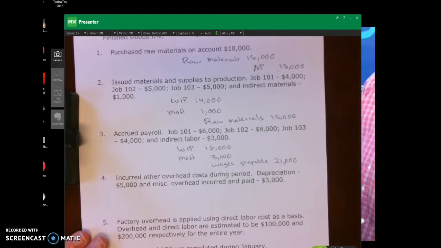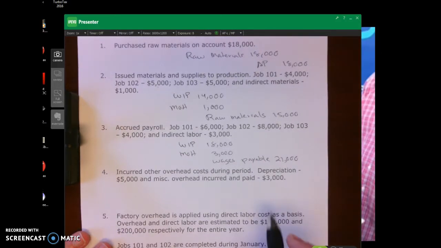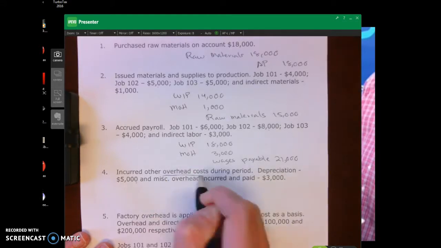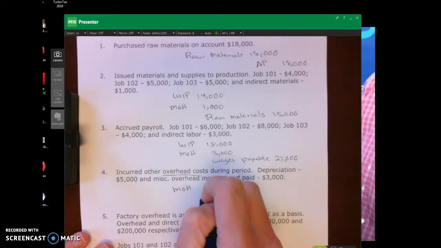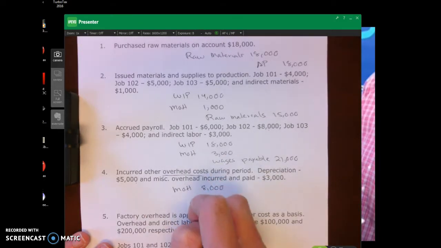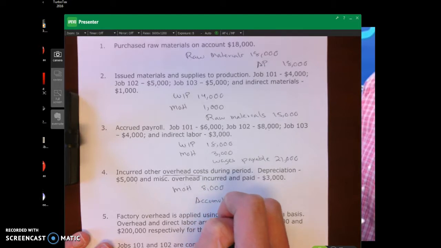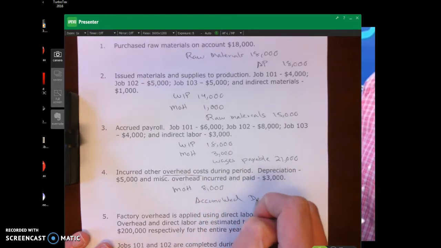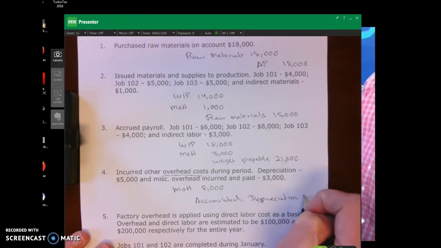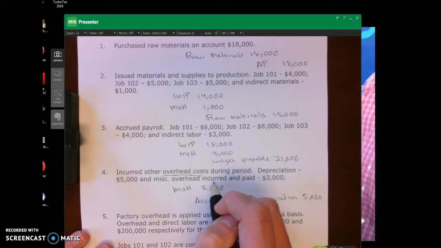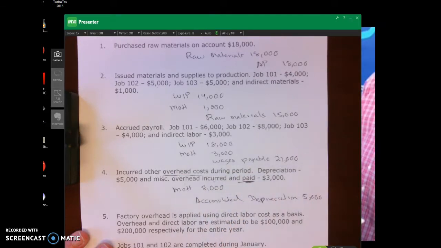This next one, incurred other overhead costs during the accounting period, depreciation $5,000, miscellaneous overhead incurred and paid. This is overhead, so this goes into manufacturing overhead. Debit to manufacturing overhead for $8,000. Credit accumulated depreciation for our depreciation of $5,000. And then it said other overhead incurred. Anytime you see that, that's a credit to cash. Credit to cash.